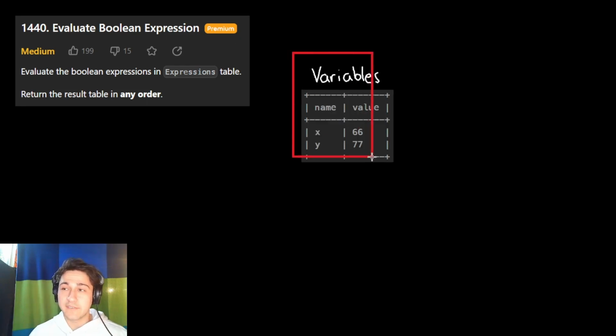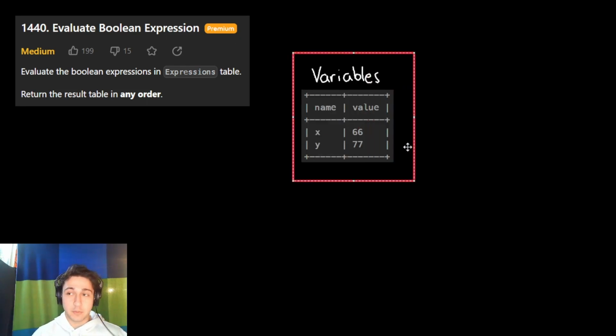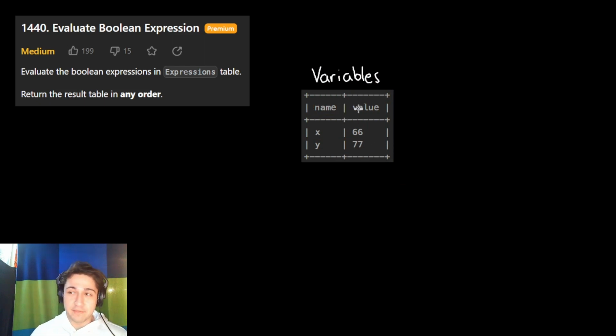Hello, today we are solving the 10th question in the LeetCode Advanced SQL 50 list. This is Evaluate Boolean Expression. Now they first give us a small table called variables where we just have the name of the variable and the value. For example, x is 66 and y is 77.